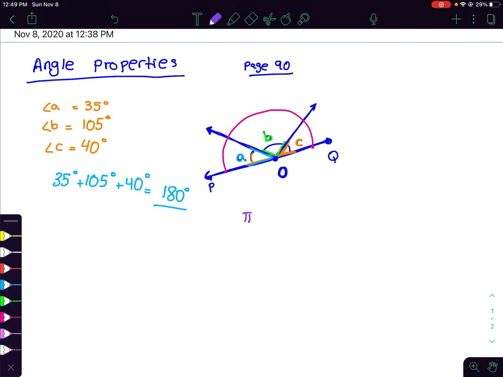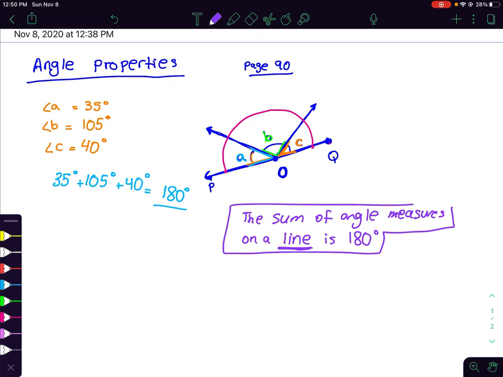The sum of angle measures on a line, that's the important piece, on a line, is 180 degrees. So that's the piece of information that we need to know and we need to memorize.